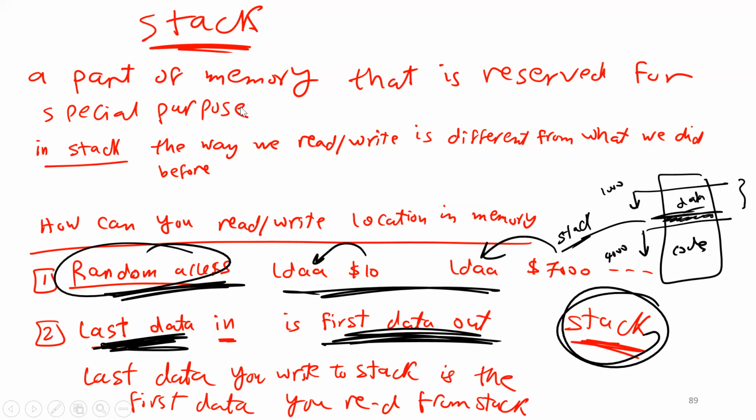Okay, I see the difference between random access and this one, but still it's not clear. That's okay. Just wait, you are going to learn more. But what I'm saying right now, you can tell the difference. In case of random access, I can read any location. In case of a stack, you cannot read any location. There is a specific way. Last data in should be the first data out. Last in, first out.